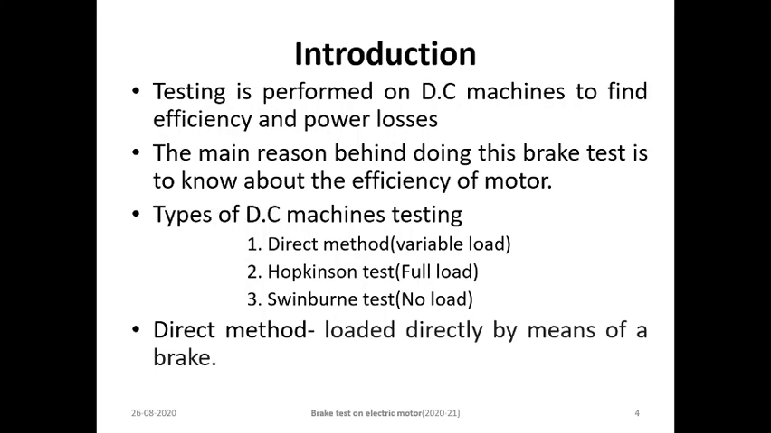And in Hopkinson method, we use two motors which are coupled together. One motor acts as electric motor and one motor acts as electric generator. The first motor gives the mechanical output to the generator, which in turn gives the electrical power. So these two things act as the loop. And in Swinburne test, the losses are measured separately, and with that losses we can measure the efficiency. And here in the Swinburne test, the test is done at no load.